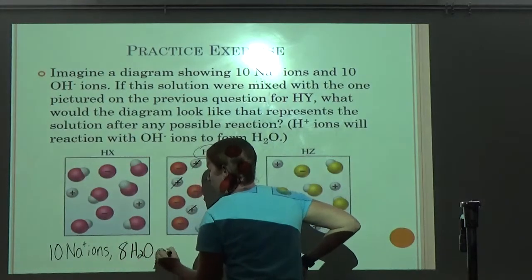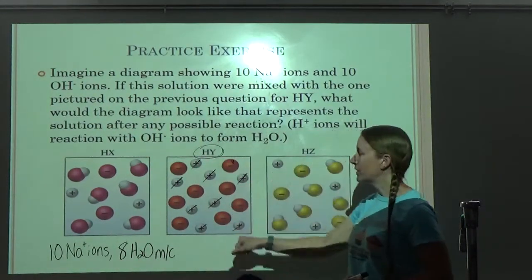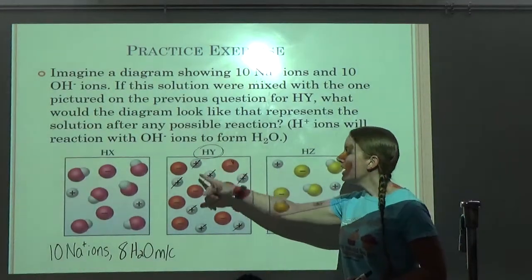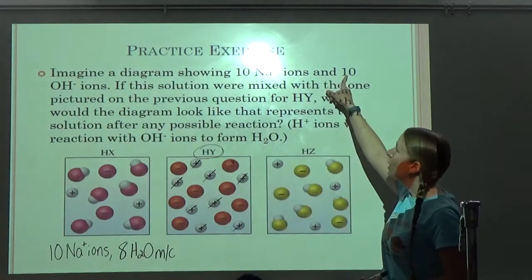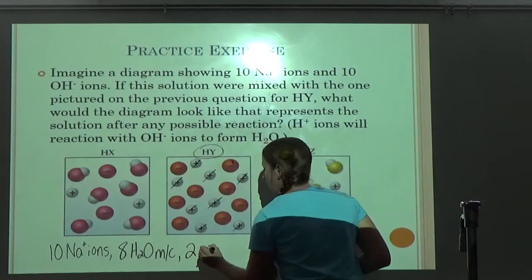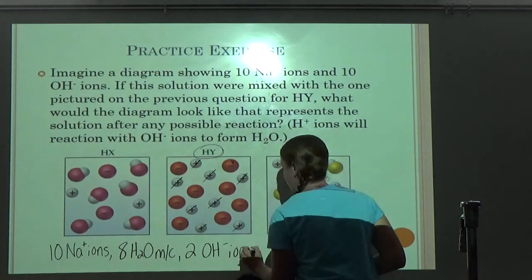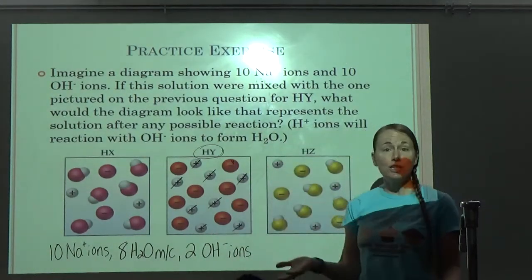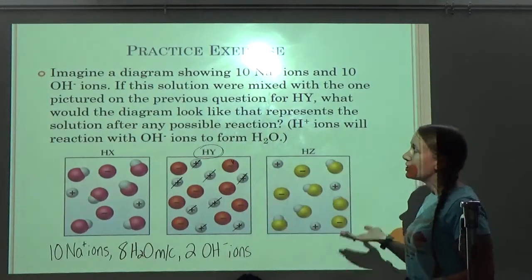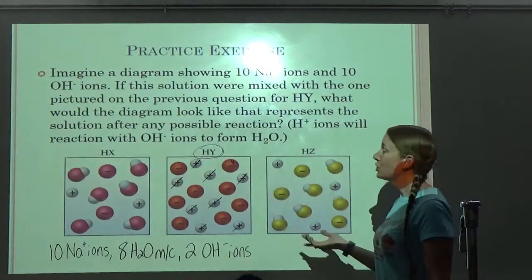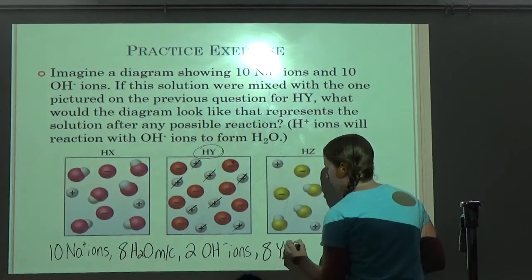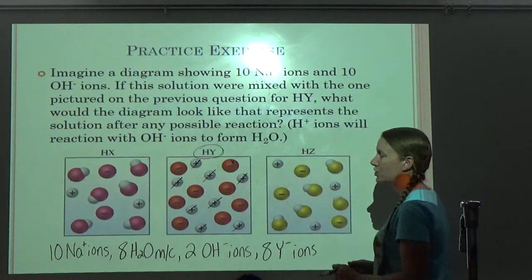So all of those hydroxides are going to bond with all the hydrogens that are available. But I'm only making 8 water molecules, so my other 2 hydroxide ions will have to remain as ions. So I'll have 2 hydroxide ions left over, because there's only 8 hydrogens for them to bond with. And then my negative Y ions aren't going to bond with anything. Remember, this is a strong acid, so it's going to fully break up. So I will also have 8 Y negative ions, just like that.